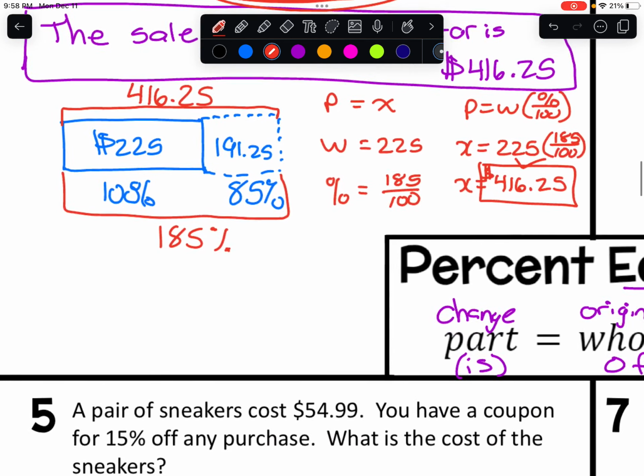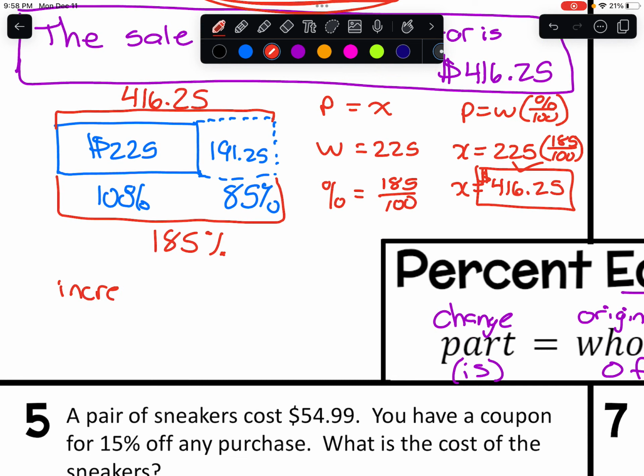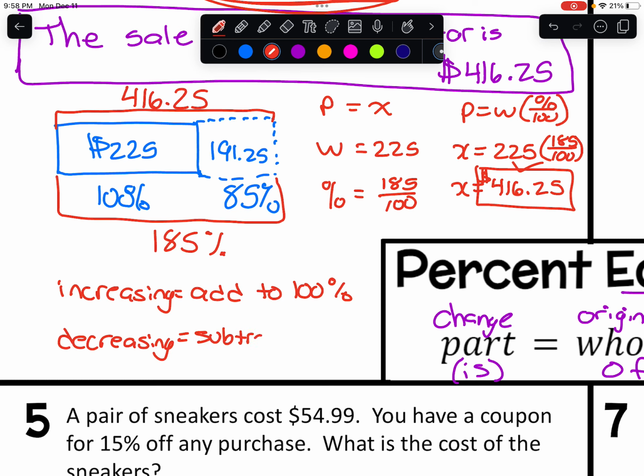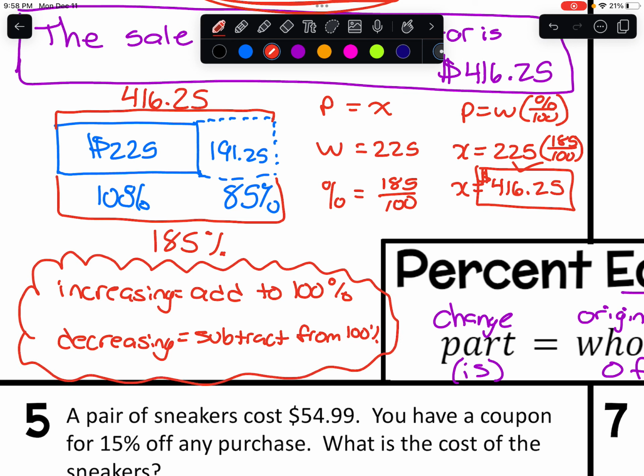So the working harder, not smarter method is if you're increasing, you add to 100%. What do you think it is if you're decreasing? Hopefully you thought you subtract from 100%. So this is the working harder, not smart, no, working smarter, not harder, silly, working smarter, not harder method. If it doesn't make any sense to you, then don't use it. If it does make sense to you, by all means, go for it.